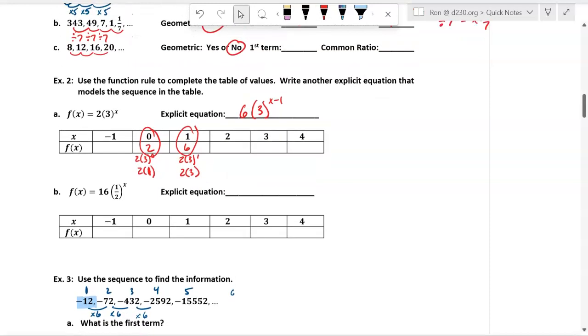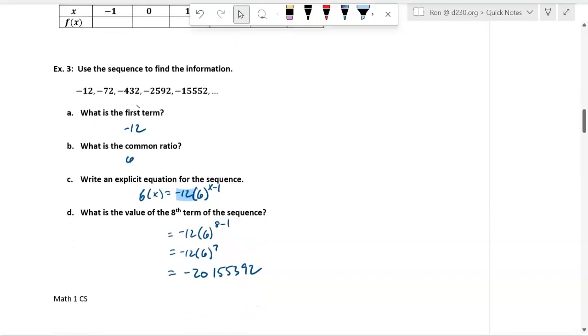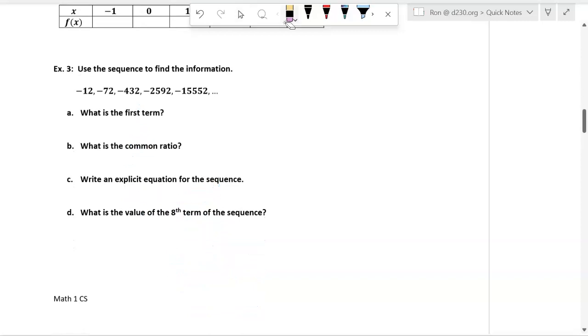Okay, now what I want to do here is I kind of want to get through further examples, right, without running out of time. So let's take a look here.